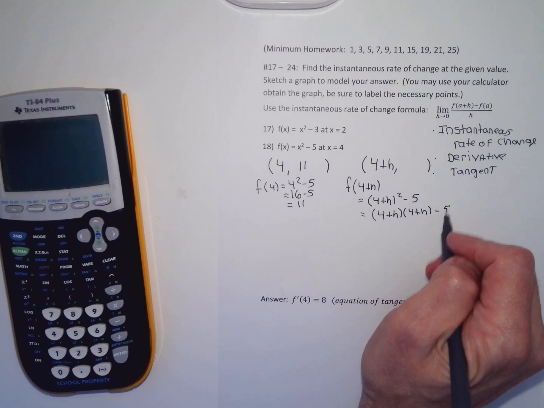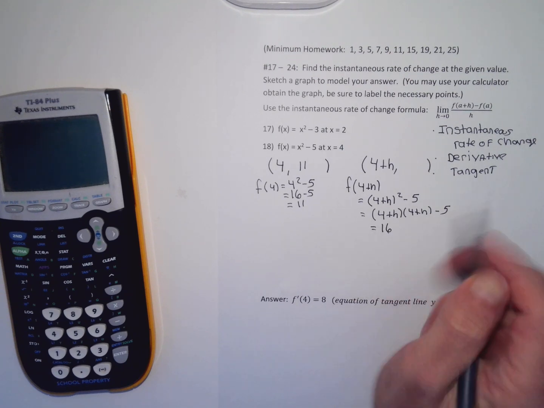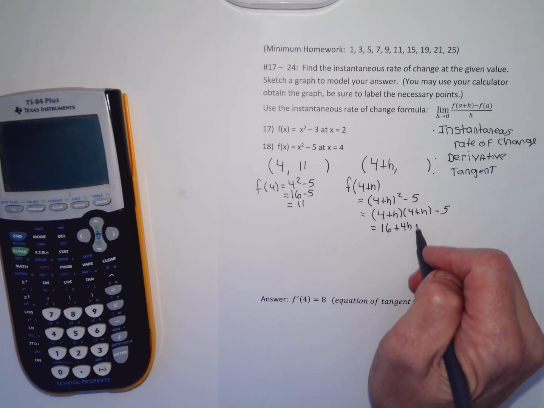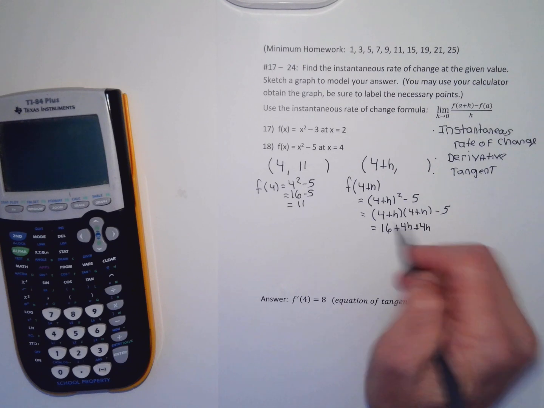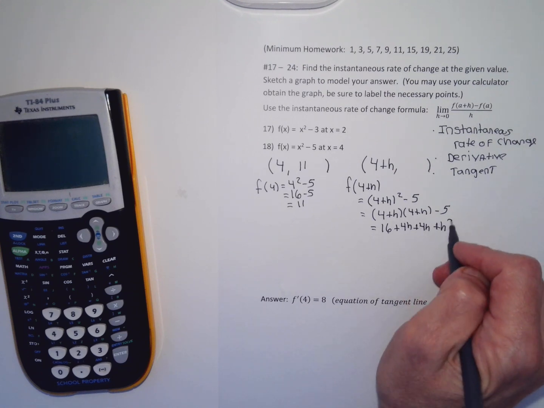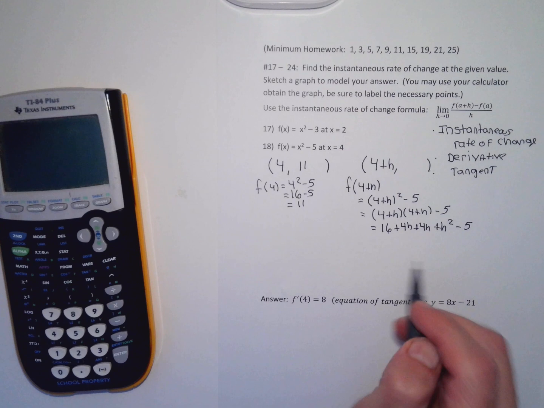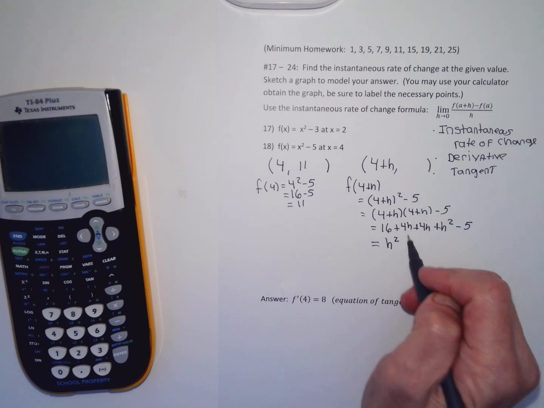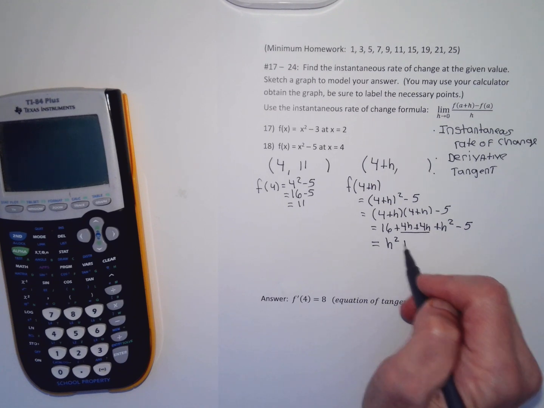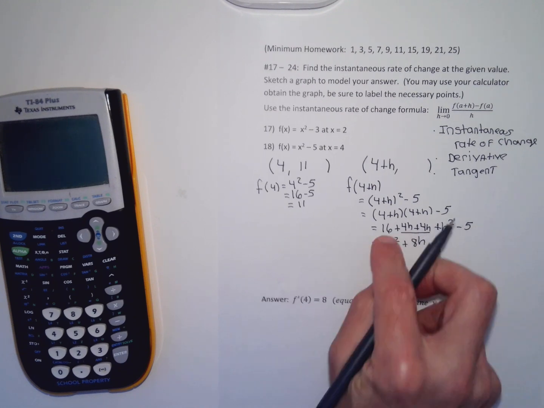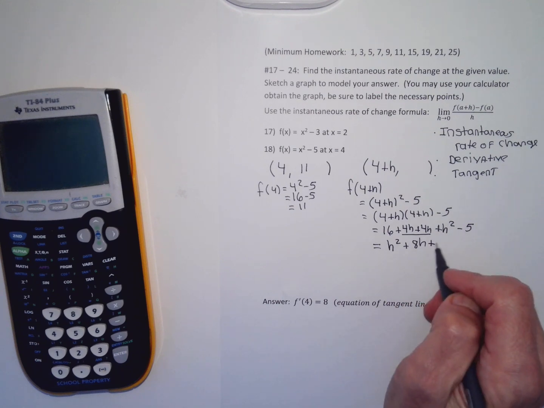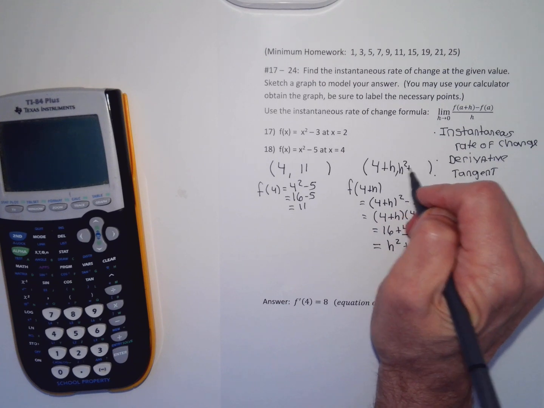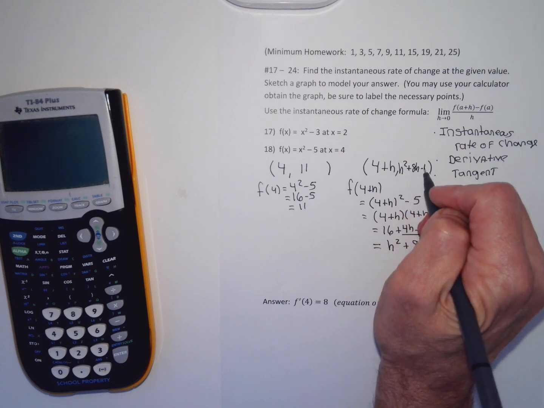And FOIL. Firsts are 4 times 4, which is 16. Outers are 4 times h, which is plus 4h. Inners are 4 times h, which is plus 4h. Lasts are h times h, which is h squared. And I still have the minus 5. I'm going to write this in a nice order and combine like terms. I'm going to write the h squared first. I'm going to add the 4h and get 8h. And I'm going to go 16 minus 5 and get 11. So the y coordinate of my second point is h squared plus 8h plus 11.